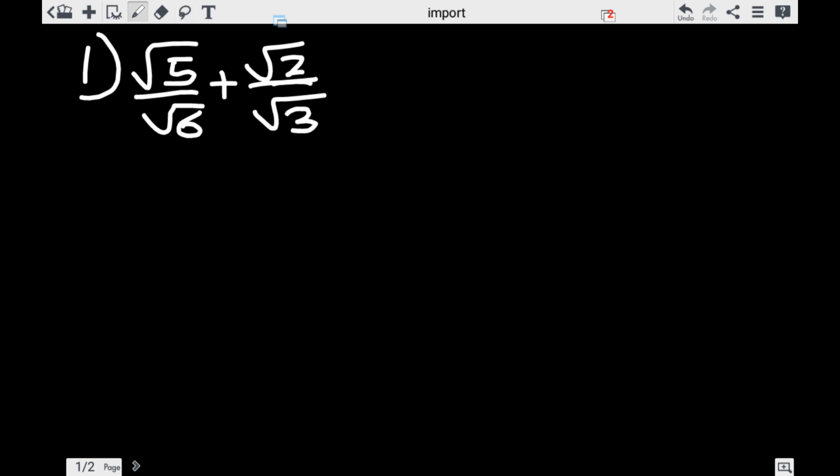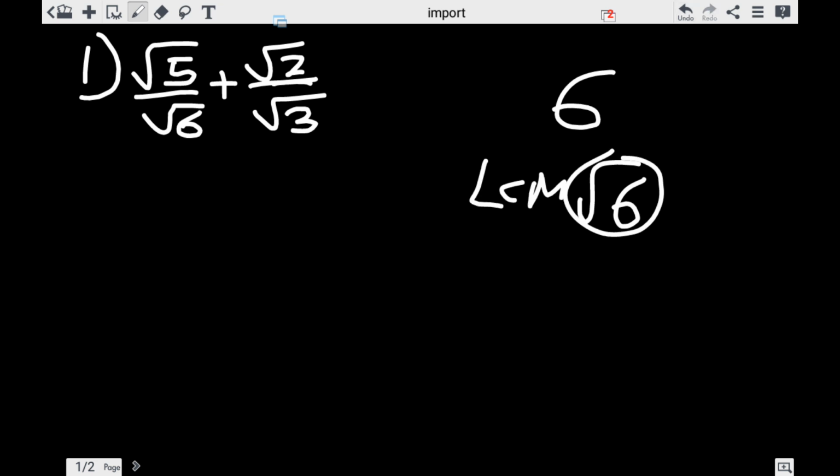So let's go ahead and add these two surds together. We know that the least common multiple of 6 and 3 is 6. Therefore the least common multiple of root 3 and root 6 will be root 6. What you should do first is take the LCM, root 6, and divide it by the denominator root 6. Root 6 divided by root 6 gives you 1.